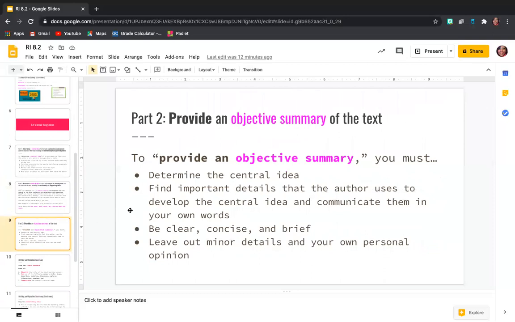Part 2, provide an objective summary of the text. To provide an objective summary, you must determine the central idea. Find important details that the author uses to develop the central idea and communicate them in your own words. Be clear, concise, and brief. Leave out minor details and your own personal opinion.